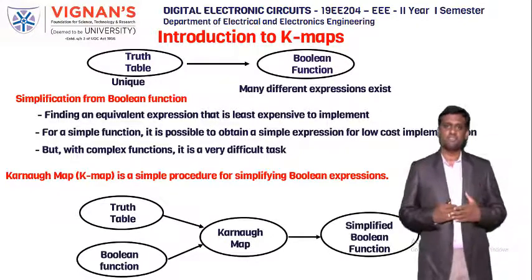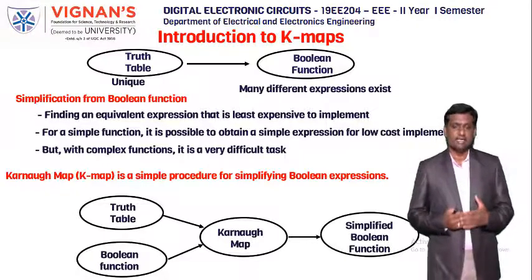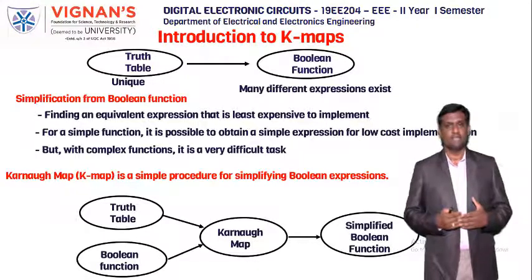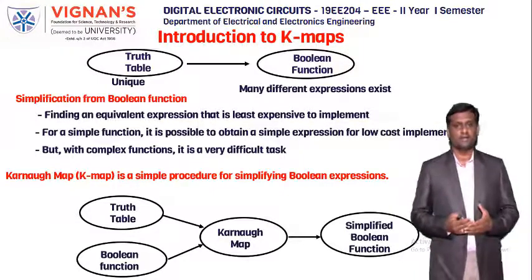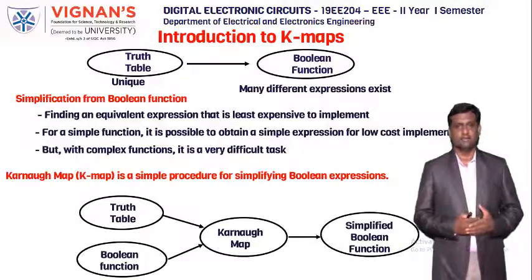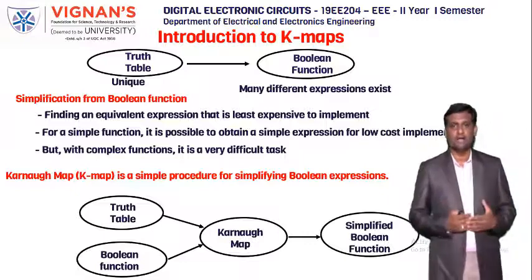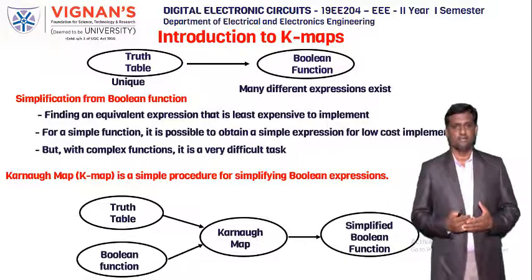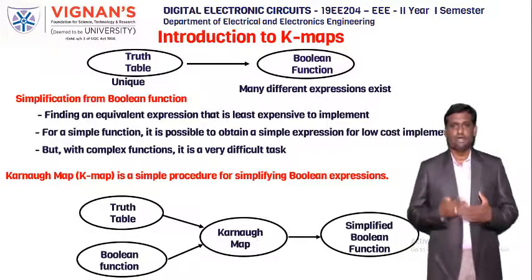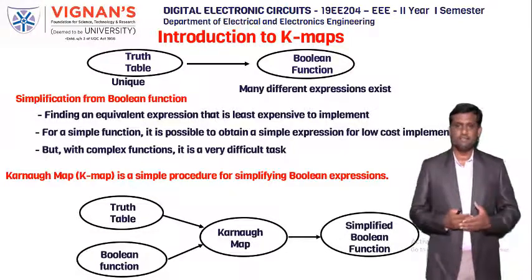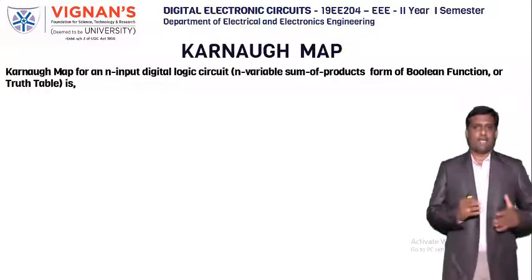In this K-map method of simplification, like in the Boolean algebra simplification method, the simplification can be done with inputs either from the truth table or from the Boolean expression. We can take the inputs either from the truth table or from the Boolean function. With the support of these, by using the K-map method, we will simplify the expression. Now, what is a K-map?